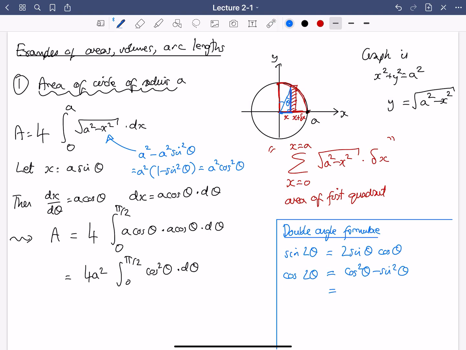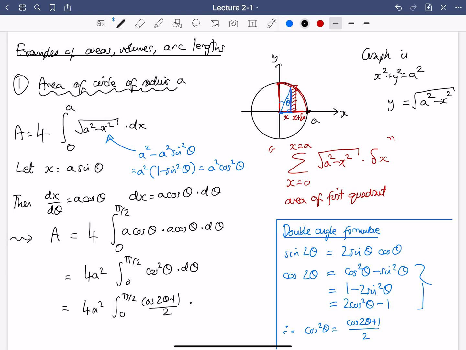But you can rewrite the cosine one in different ways. You can replace the cos squared by 1 minus sine squared, or you can replace the sine squared by 1 minus cos squared. So there are 3 different forms for the double angle formula for cosine. And actually we need the last form, which if I rearrange tells me that cos squared theta is (cos 2 theta plus 1) over 2. And that's what we need to use here, because I've got a cos squared theta there, which is (cos 2 theta plus 1) over 2.